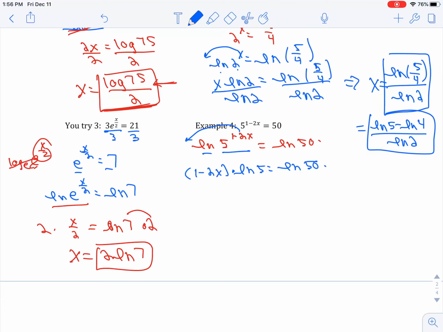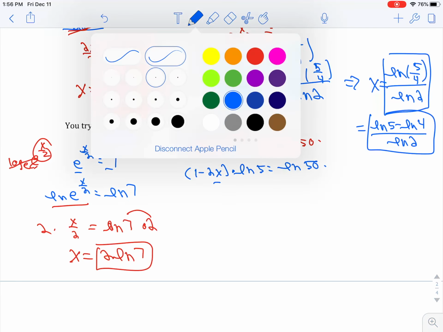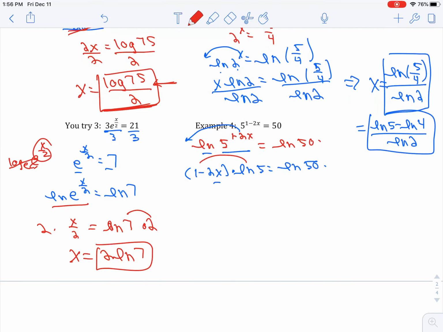Now we need to solve for x, but it's embedded inside these parentheses. So one way that you could do it is you could distribute the ln 5 to both of those terms and then solve for x. Or another way you can do it is you can just say, well, I'm going to get rid of this ln 5 first, because it is not negative, and then divide this side by ln 5. So now I have 1 minus 2x is equal to ln 50 divided by ln 5.